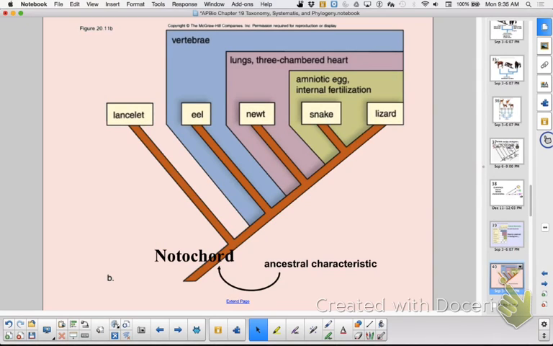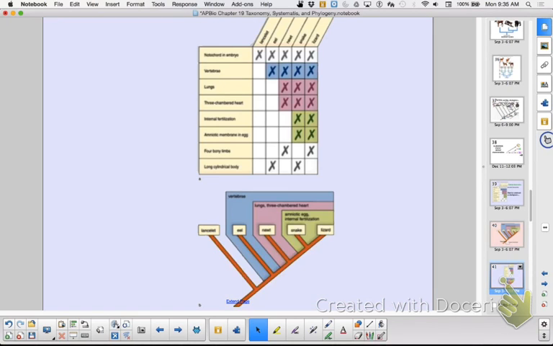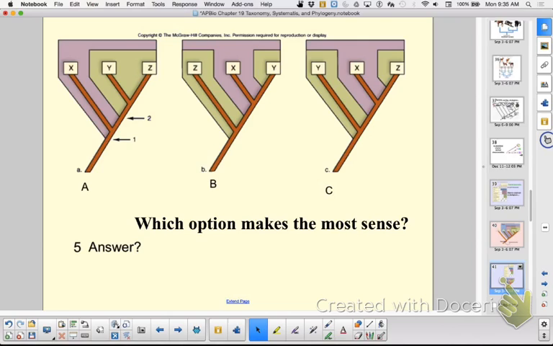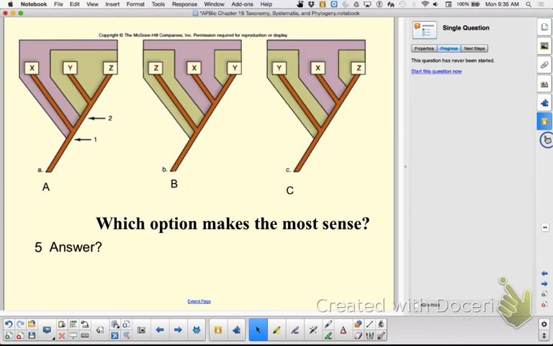Okay, and when we look here, the ancestral characteristic is notochord, then we left off lancelet, but everybody here has vertebrae. From here up, they have lungs and a three-chambered heart, both those traits. From here up, they have amniotic eggs and internal fertilization. We didn't take into consideration the long cylindrical body, right? We didn't find a clear pattern in that. Okay, oh, you already know that. So which option makes the most sense when you look at this picture?